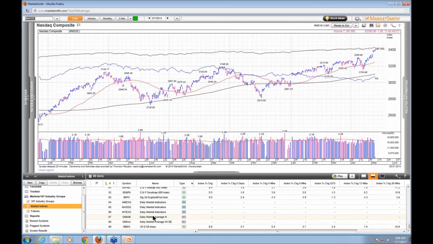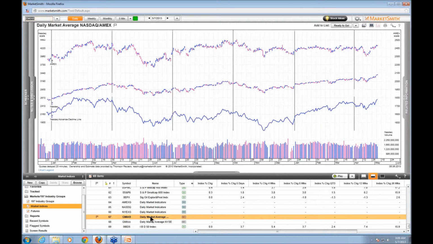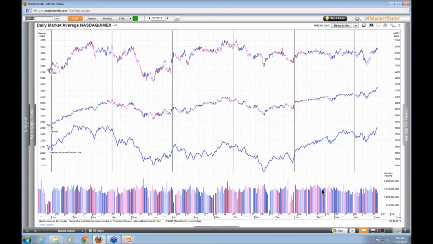So the first one we're going to talk about is the advance decline line. That can be found right here on the daily market average Nasdaq chart. So this is pretty cool. You've got the American Exchange plotted at the top, you've got the Nasdaq in the middle, and then at the very bottom you've got the Nasdaq advance decline line.